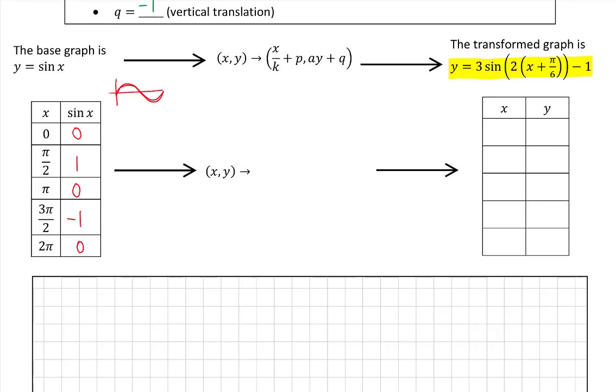Next, we're going to take these x and y values and apply our transformation formula, which is x over k, so in this example it's x over 2, plus p, which is minus pi over 6. Our a value is 3, so then we have 3y, and then plus q, and in this example our q value is minus 1. So let's start with x equals 0.